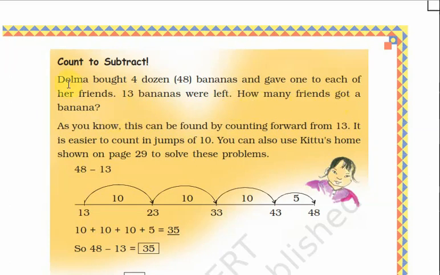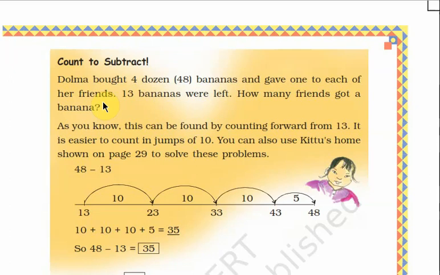So, this is Dolma. She brought 4 dozen bananas. 4 dozen means total 48 bananas. How? 1 dozen means there will be 12 numbers. So 4 dozen means 12 into 4. 12 into 4 will give you 48. So Dolma bought 48 bananas and gave one to each of her friends.